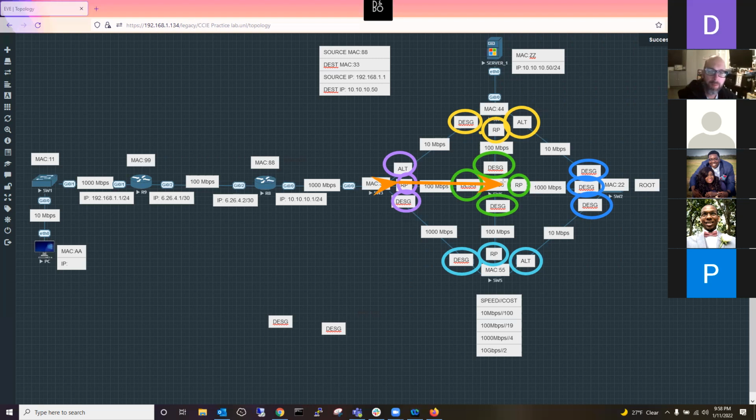So where is it going to go? North to switch 4. Why? Because its destination has IP address 10.10.10.50. Okay, we're talking about layer 2 now. We're not talking about layer 3. Yep. Why did you select for switch 6 to forward that packet that way?